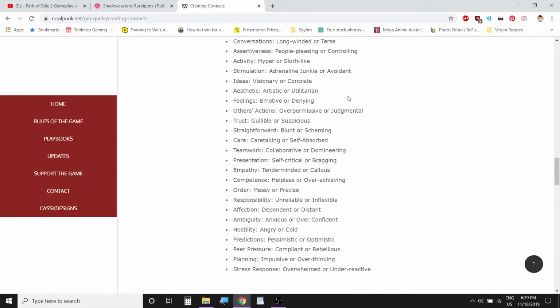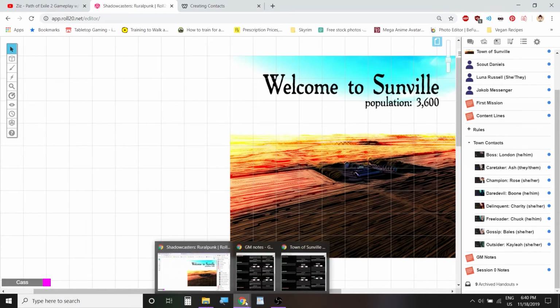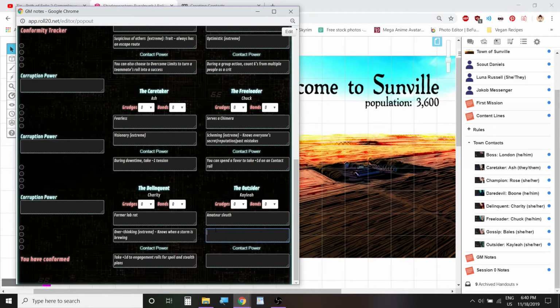And when it comes to responsibility, I think she's inflexible. And what that means is responsibility equals inflexible. And that's our extreme.